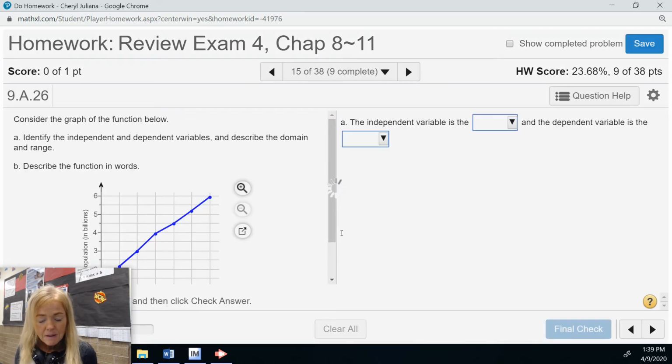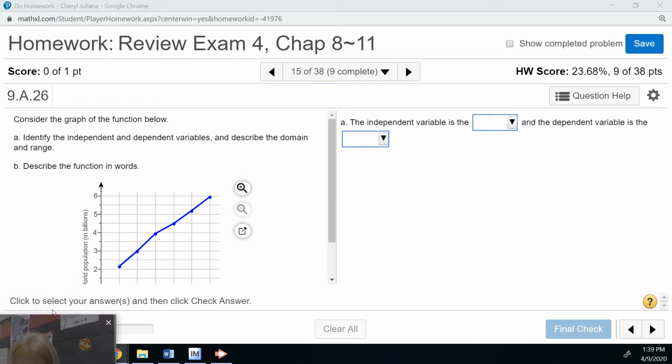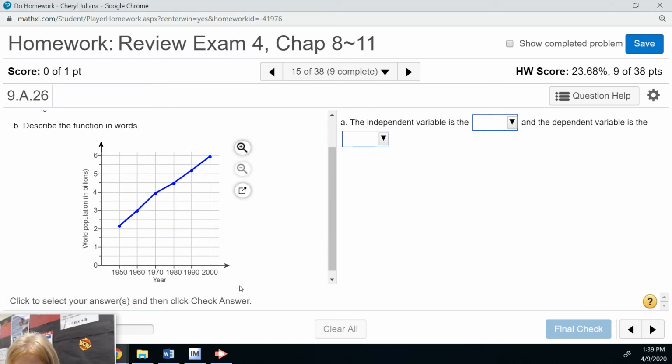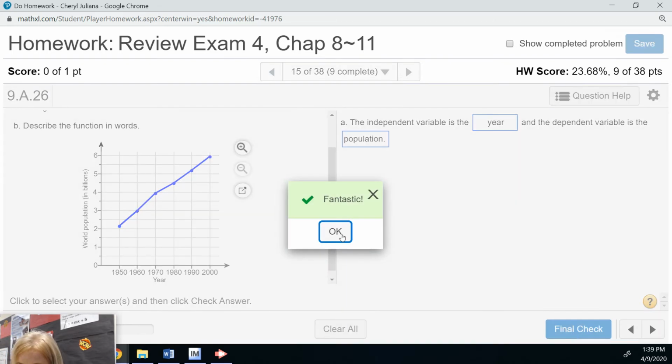All right. Next one is number 15. Consider the graph of the function below. Identify the independent and dependent variables and describe the domain and range. You don't really have to write anything down. You just have to look at the graph. So when you're looking at the graph along the bottom, you see years, and that will always be along the x-axis, the independent variable. So independent is along the x and the dependent is along the y. Dependent is population. Independent is year, dependent is population.